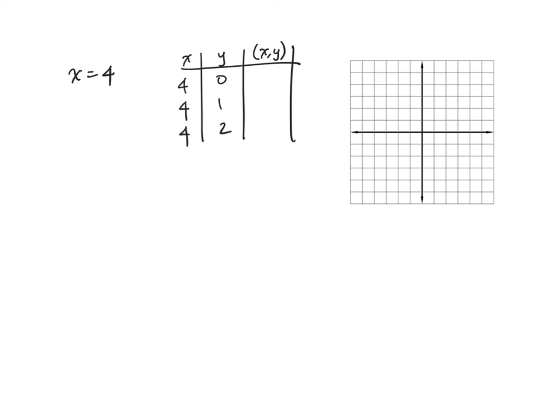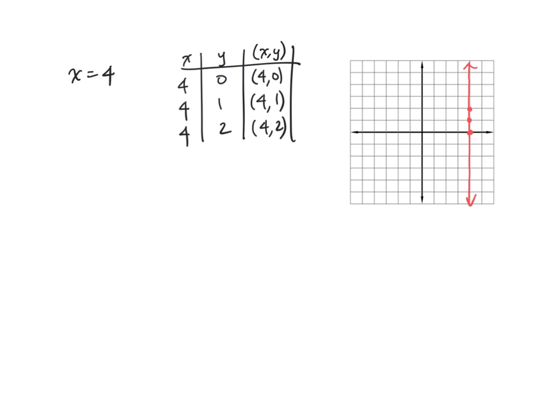So I've got 3 points already. (4, 0), (4, 1), and (4, 2). So if I graph those, I'll have 1, 2, 3, 4, (4, 0), (4, 1), and (4, 2). So I have what ends up being a vertical line here. So anything like this, where x is equal to 4, is going to end up being a vertical line. Okay? Same goes for this one.